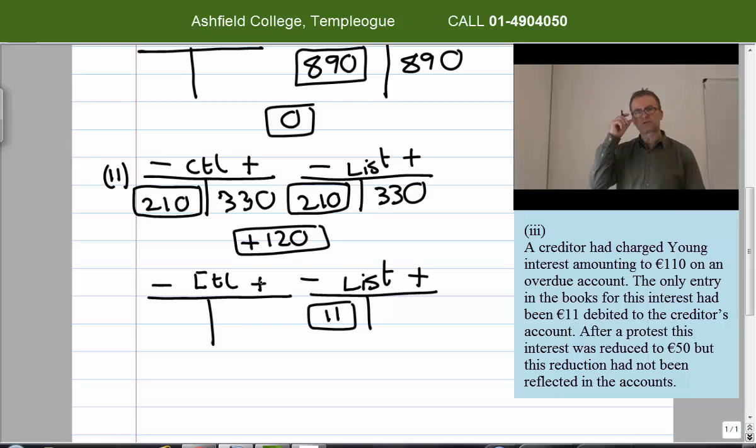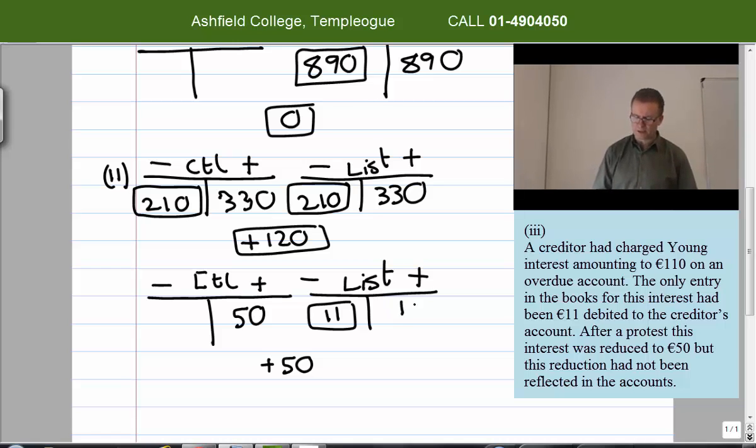After a protest, this interest was reduced to €50. This was not reflected in the accounts. My target figure becomes plus 50. So €50 is my target figure, which basically means interest charged on us was €50. My control account is empty as we speak here, so I put in a plus 50. That's the interest. My list has got a minus 11. I put a plus 11 in, I go back to 0. Okay, to fix the mistake, and I open a plus 50. Or I can combine both of those as a 61. In fact, in the final answer, I will show the €61 in the list on the plus side. In the final answer, I will show the control on the plus side as €50.